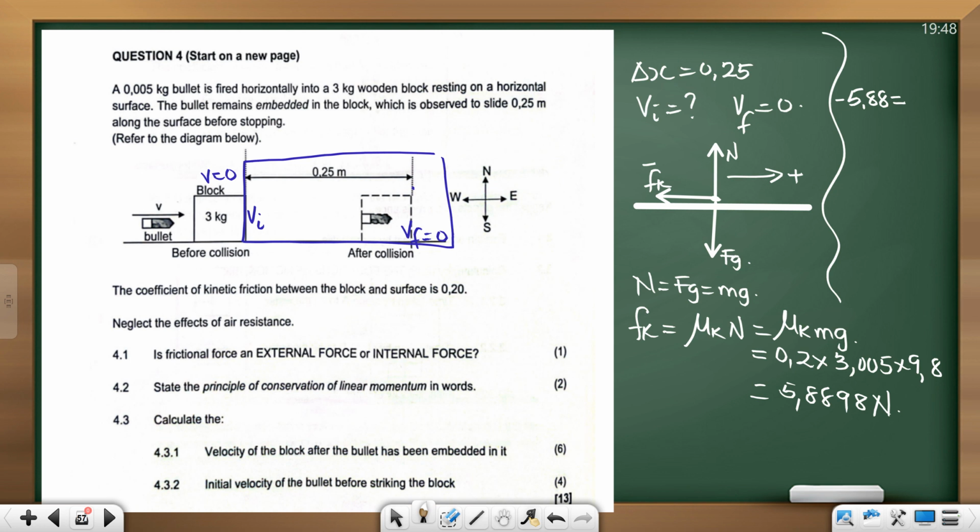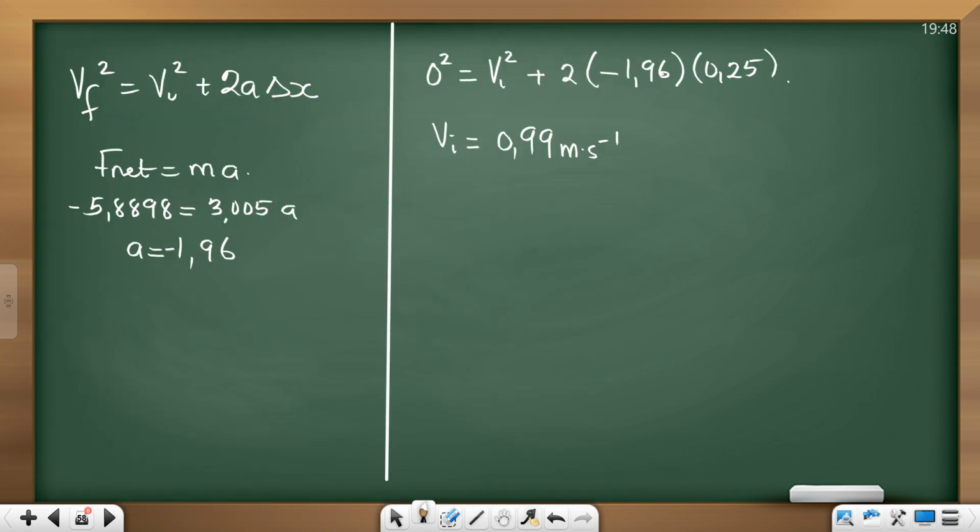Very nice. What are we looking for? Was it the velocity of the block after? Since it's velocity, positive to the right. Makes sense, everybody? Only now can we go and use our momentum.